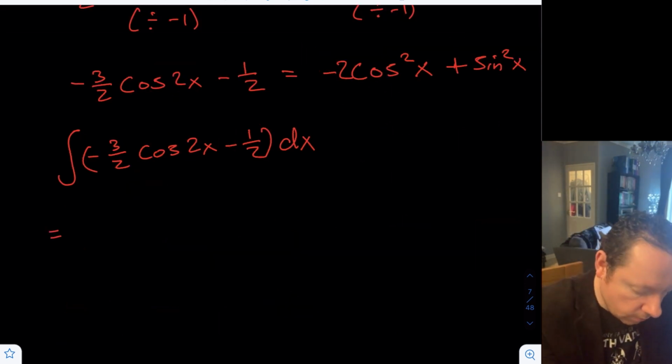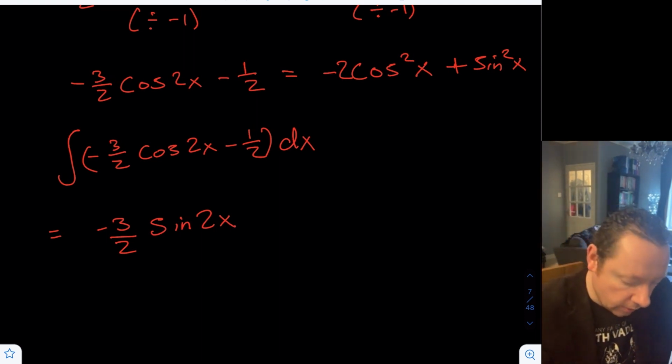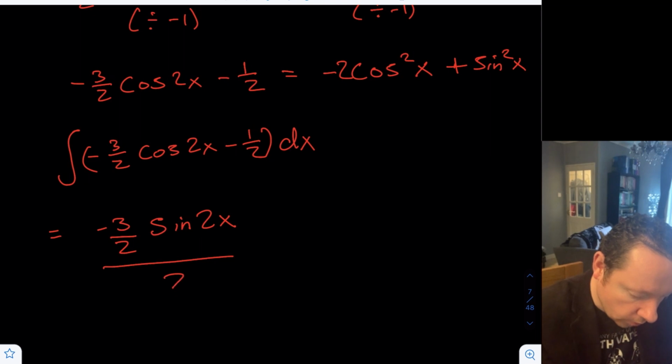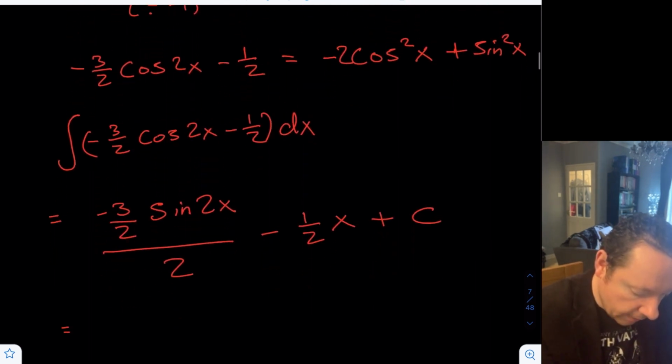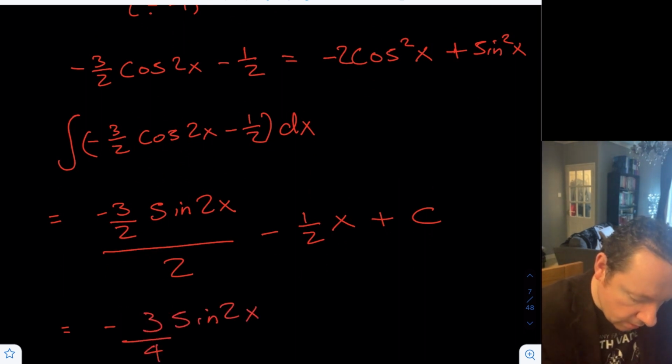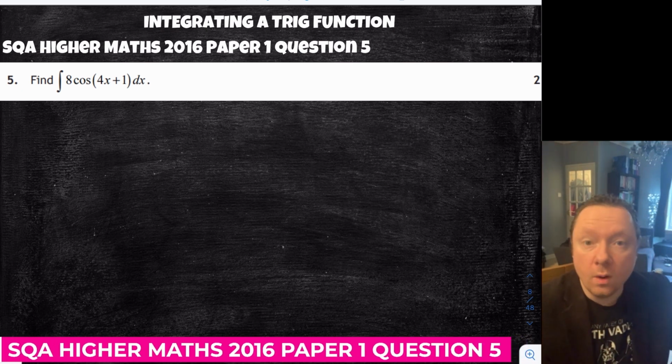So that equals minus 3 over 2 cos goes to sine, so sine 2x. And you need to differentiate the 2x to get 2 and divide by 2. So I'm dividing the whole thing by 2. A half minus a half goes to minus a half x, and we've got plus c. Dividing a fraction by a number means I can just times the denominators. So we get minus 3 sine 2x over 4 minus a half of x plus c. And we're done there.